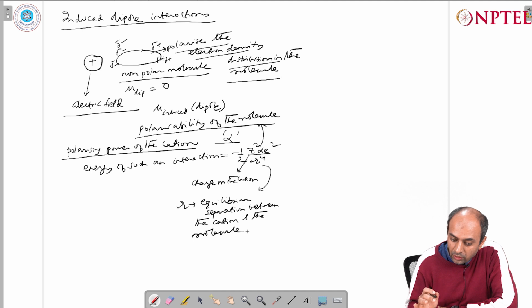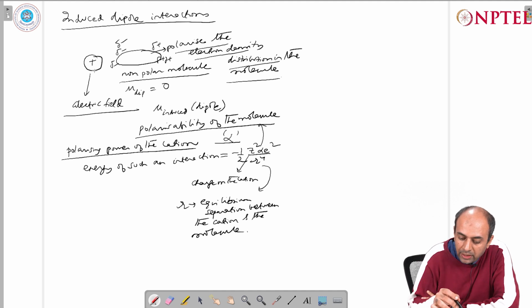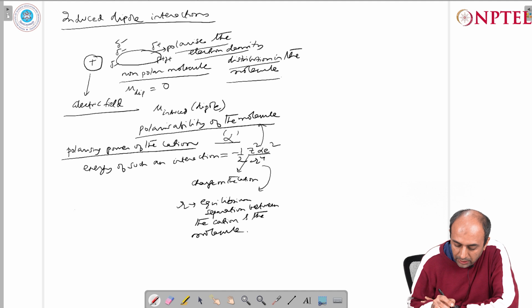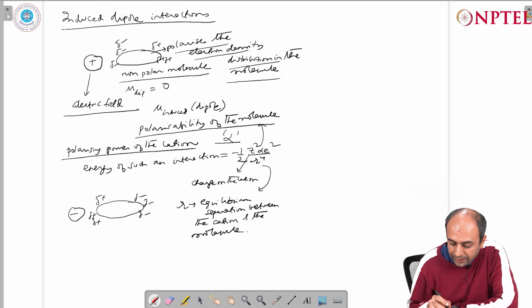So this is the origin of an induced dipole when you have a cation, and similarly if you have an anion, then also it will polarize the non-polar molecule, but now it will induce a positive charge in its vicinity, and the negative charges will be induced further away from the positive charges. So you now see there is a separation of these positive and negative charges, and there is a mu induced dipole moment.